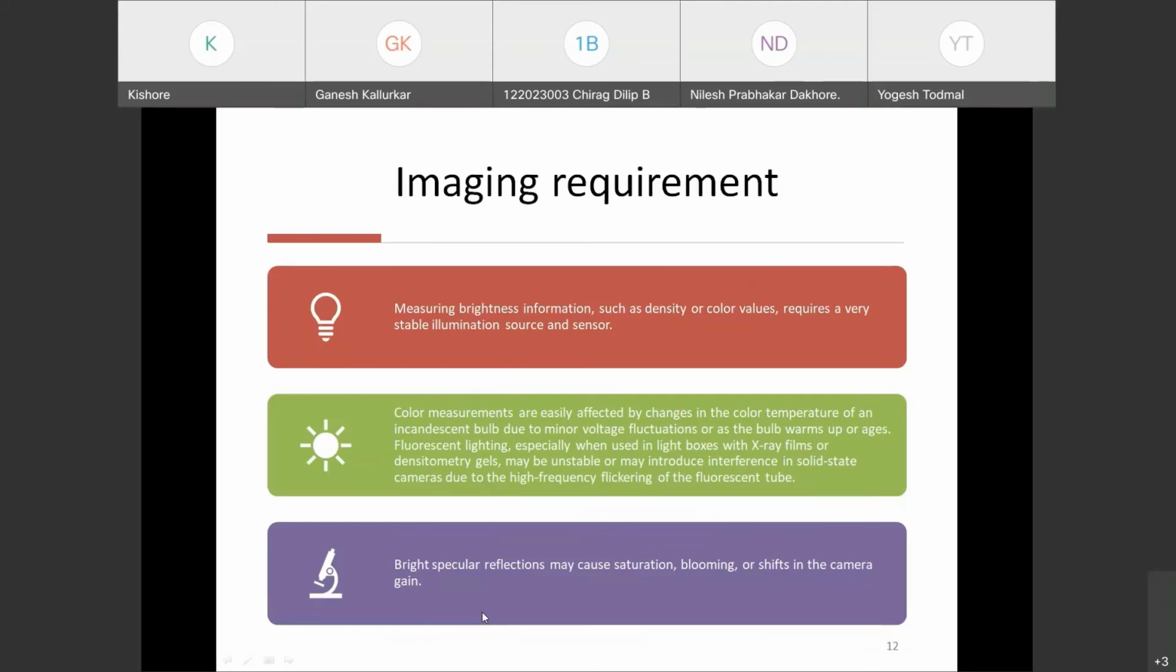So this is just to underline the fact that illumination plays a very important role in getting proper images. A bright specular reflection, which is nothing but your mirror like reflection, may cause saturation, blooming or shifts in camera gains. So this again is a well known phenomenon. If you are standing in front of a window and you try to take a selfie, you would see that there are unrequired reflections. So these are again challenges in imaging, and that is why we have to orient the source of light in a proper fashion.